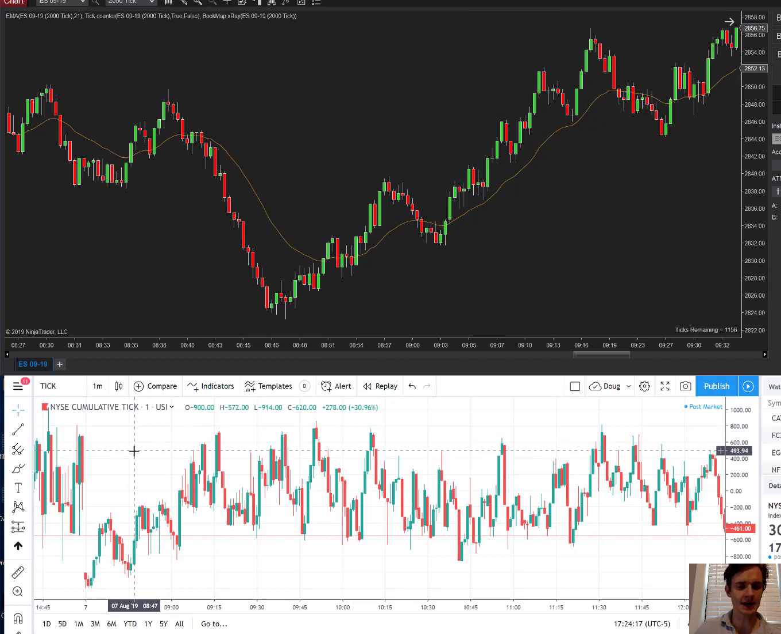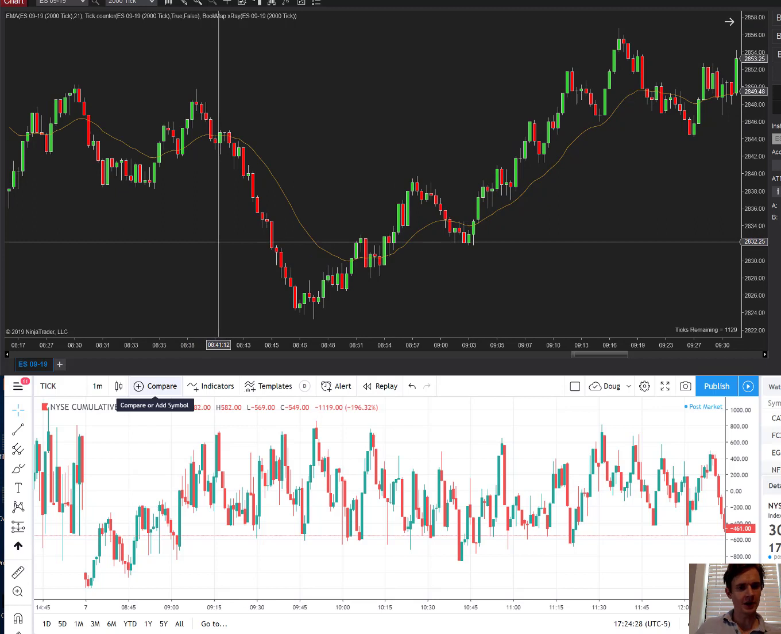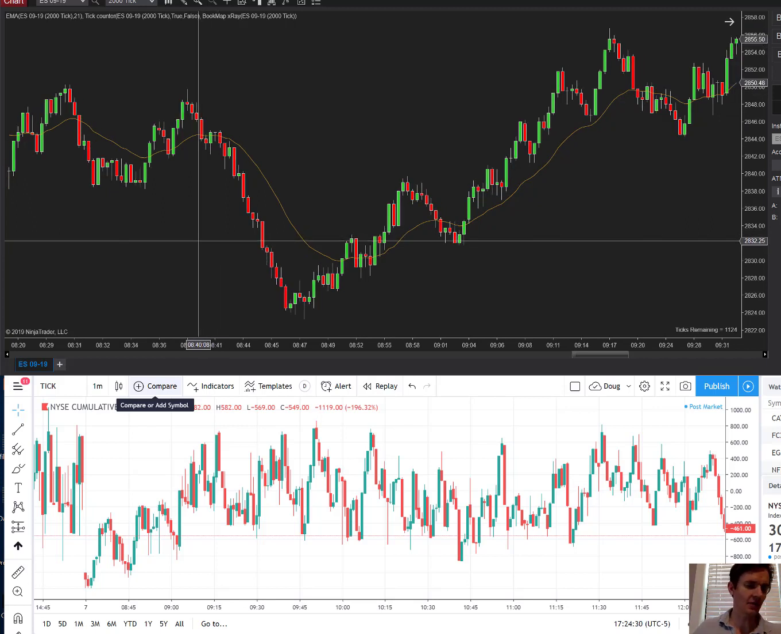That's the TICK. That's on the 1 minute. And the ES again is on the 2000 tick. So I've not reviewed the order flow yet, so you're going to be reviewing this with me. Let's find out what we can see.